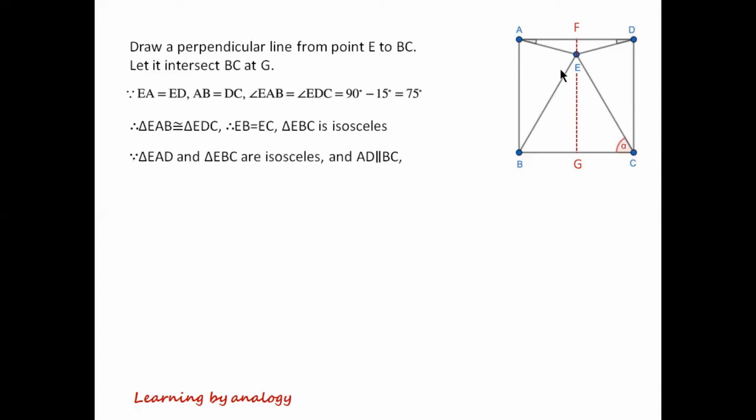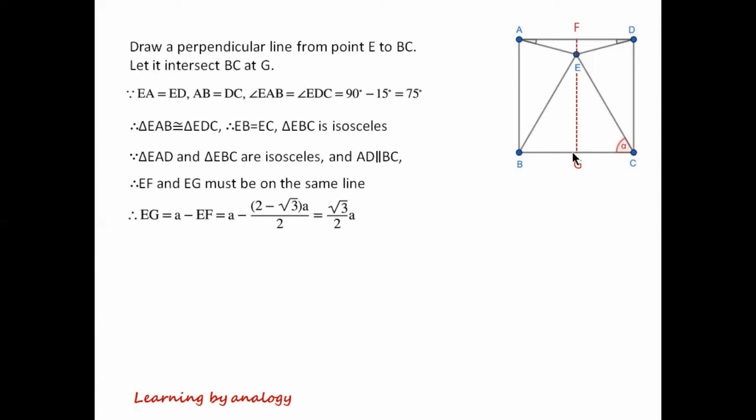Because triangle EAD and triangle EBC are isosceles, and AD is parallel to BC, EF and EG must be on the same line. So EG equals A minus EF equals A minus 2 minus root 3 times A over 2 equals root 3 over 2 A.